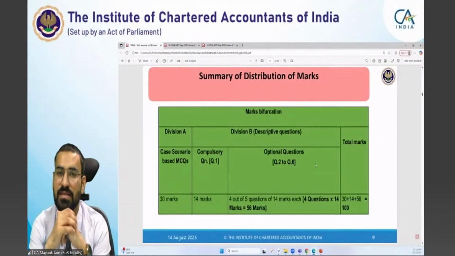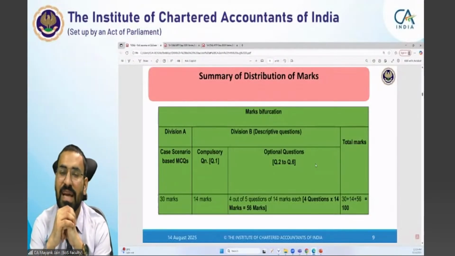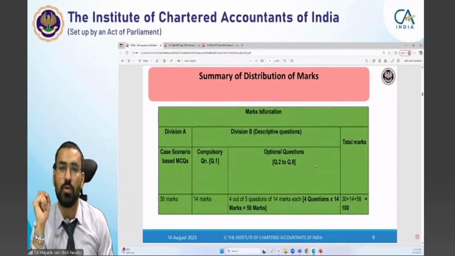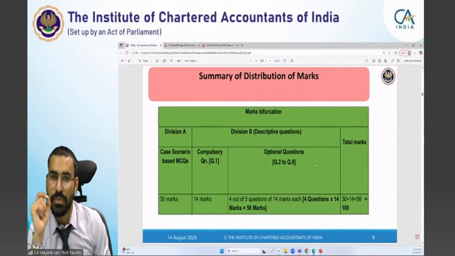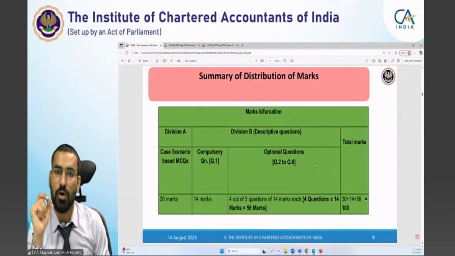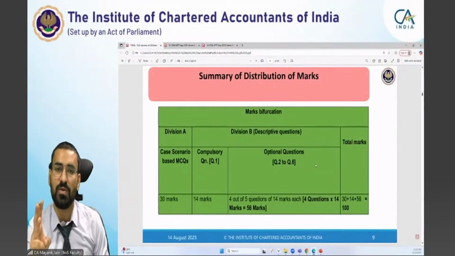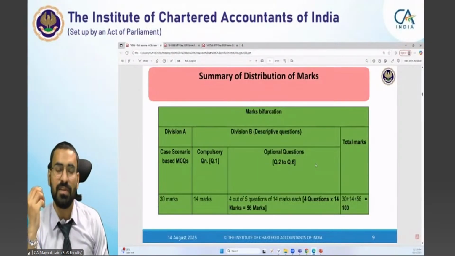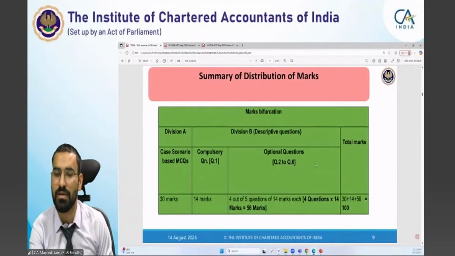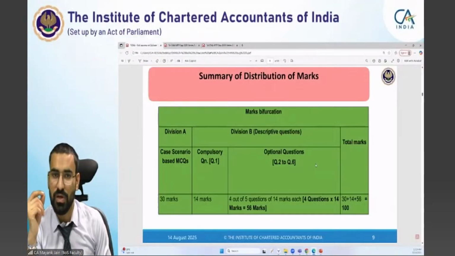Next one is Division B, which is a descriptive one. It contains 6 questions. Question number 1 is compulsory, and out of the next 5 questions, one question is optional. Question number 1 is compulsory, which covers 3 questions totaling 14 marks, and the next questions also cover 14 marks each, which may be a combination of 2 questions, 3 questions, or sometimes maybe 4 questions. It depends upon the examiner. And the last question is the theoretical part.